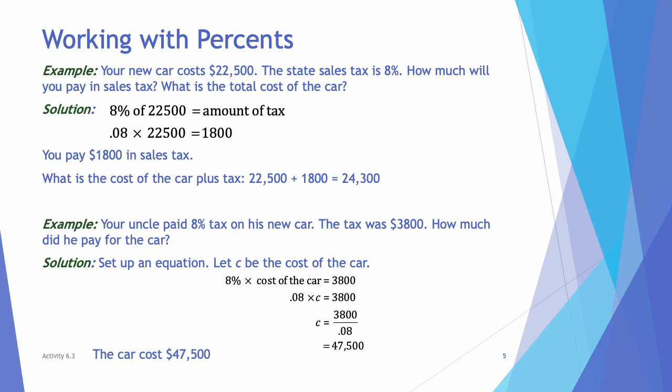I change the percent to a decimal of 0.08 times C equals 3,800. I want to solve for C, so I divide both sides of the equation by 0.08. And 3,800 divided by 0.08 is $47,500. The cost of the car was $47,500.